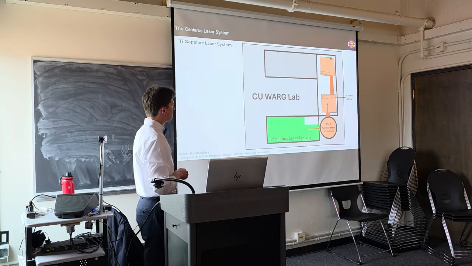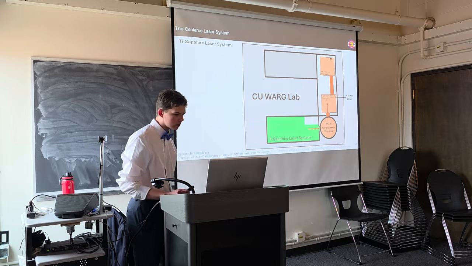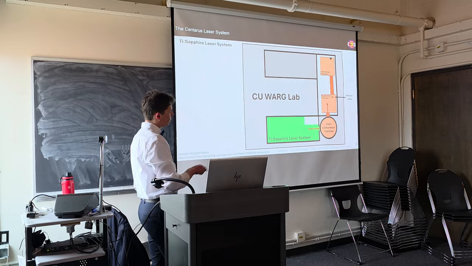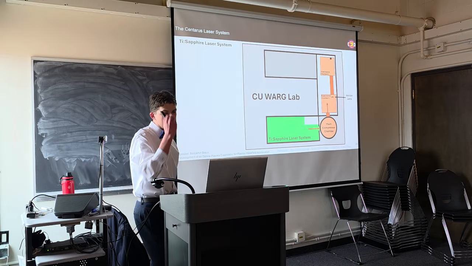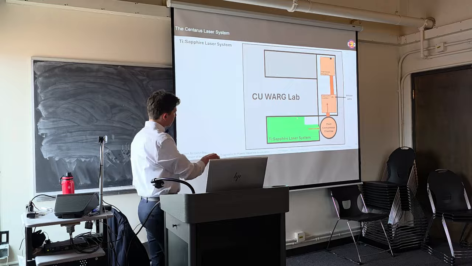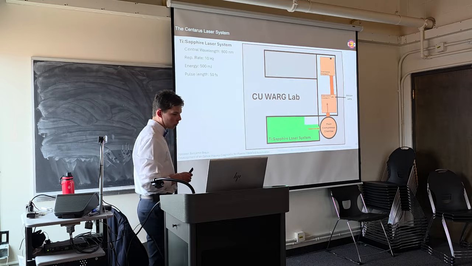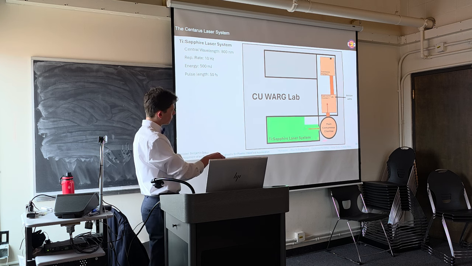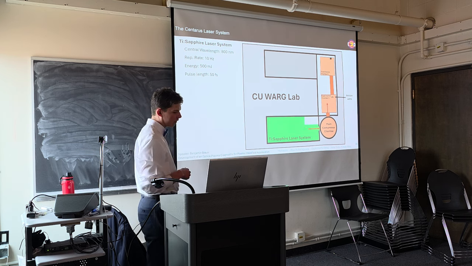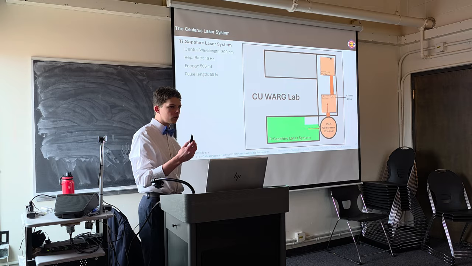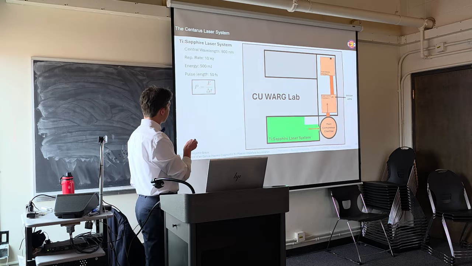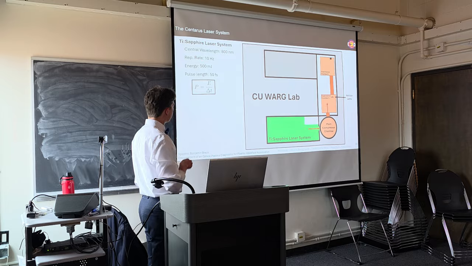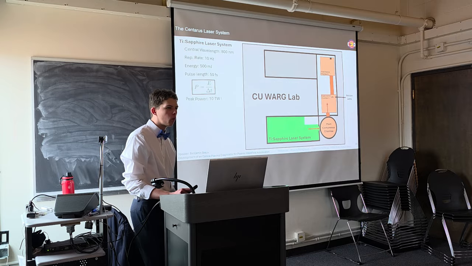Now most of this lab space is taken up by our main laser, the Centaurus laser system, which is a Ti-Sapphire laser system. We use something called chirped pulse amplification to achieve very high power. The Ti-Sapphire laser has a central wavelength of 800 nanometers. It has an energy of about 500 millijoules, and after this compressor chamber, the pulse gets compressed down to 50 femtoseconds. Now the peak power of a laser can be described by the energy over the pulse length. And so 500 millijoules over 50 femtoseconds gets you a 10 terawatt peak pulse.